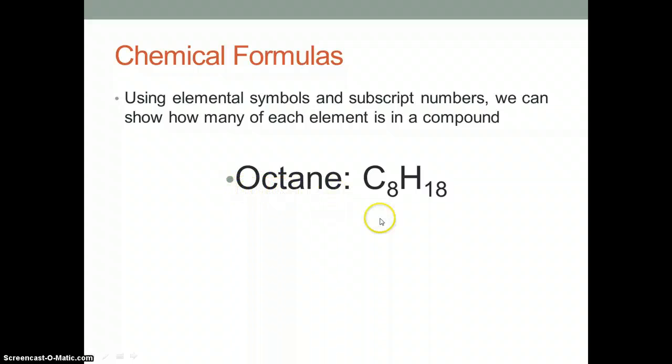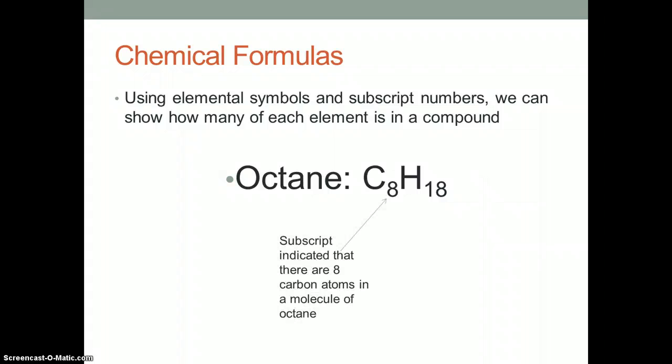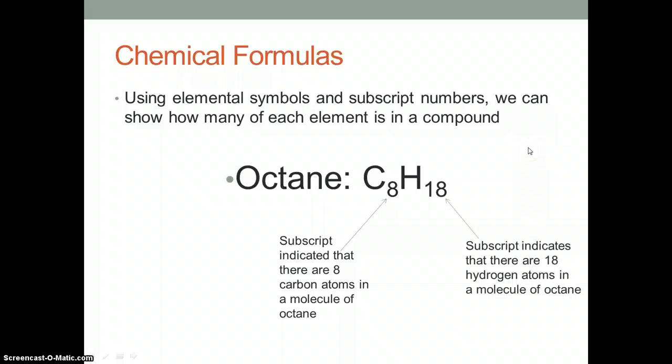You can see that because oct, there's 8 carbons. Don't stress out about that though, we're not going to be getting into the nomenclature of hydrocarbons. But for this one, you can see in the chemical formula that the subscript indicates that there's 8 carbon atoms in this molecule of octane, and the 18 next to the hydrogen indicates that there's 18 hydrogens. So this should be mostly review for you.